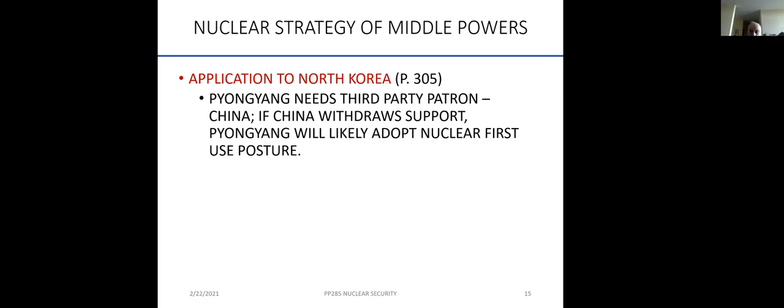So when you look at the nuclear strategy of the middle powers, it's a complicated game. And it's an uncertain game. The comforting thing is, all things considered, there have only been 9 states that have acquired nuclear weapons since Hiroshima and Nagasaki. That's far fewer than was anticipated.